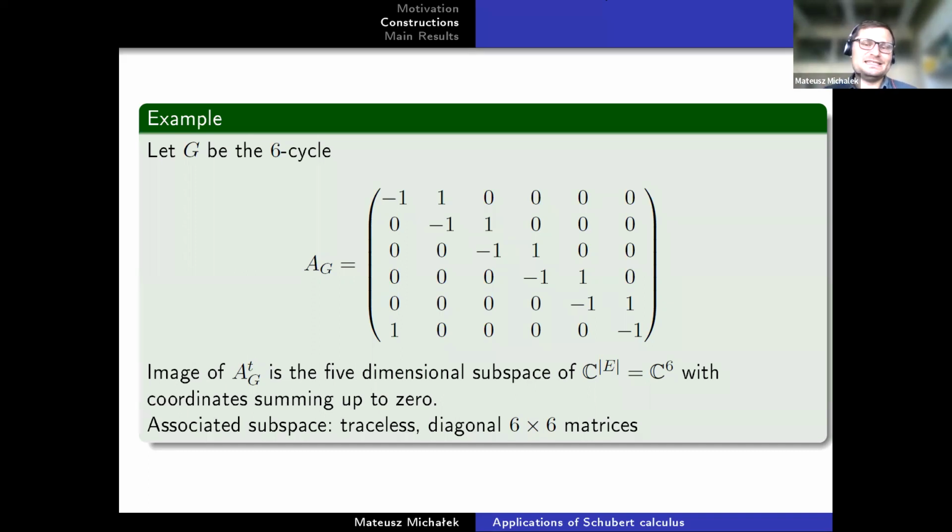Now my subspace of C^6 where the coordinates sum up to 0 gets translated to the subspace of diagonal traceless matrices. So from a 6-cycle, I get traceless diagonal 6 by 6 matrices, and this is a 5-dimensional space of traceless 6 by 6 diagonal matrices.